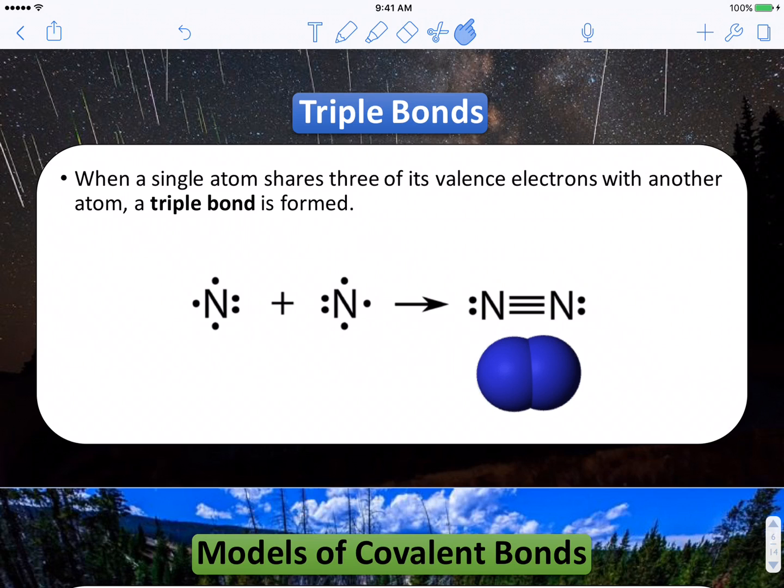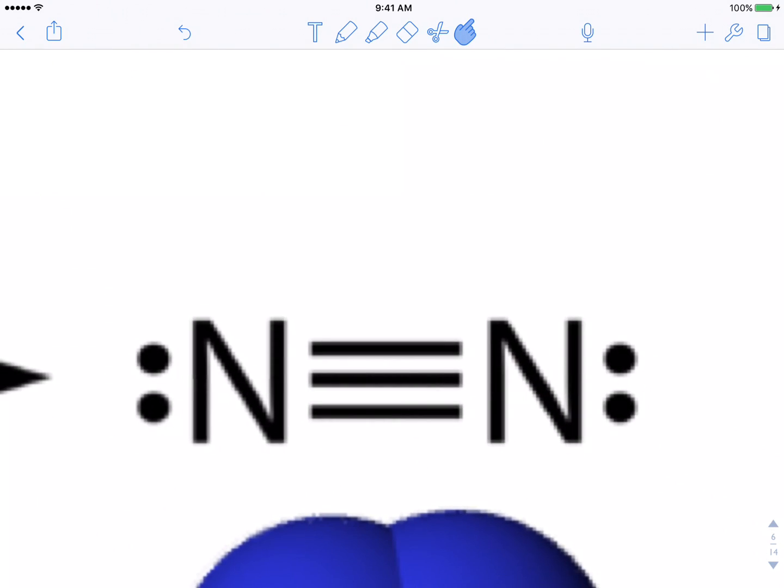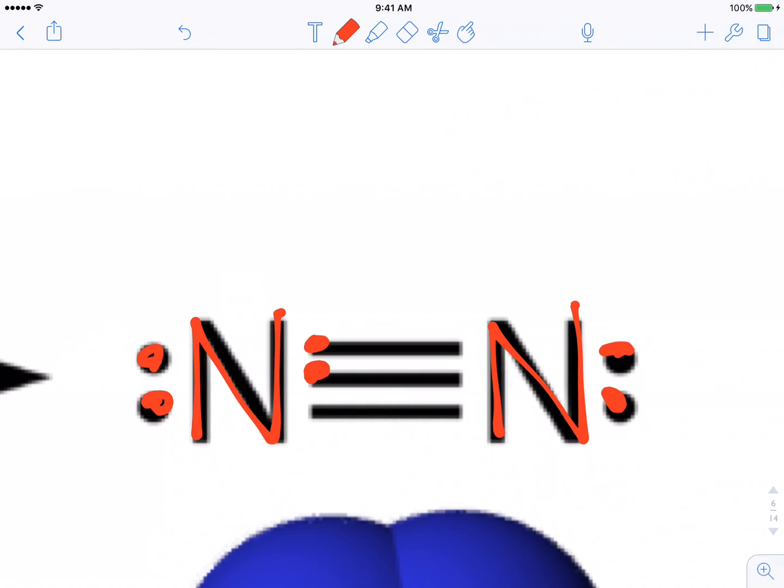Triple bonds are where we share 3 pairs of electrons. A prime example is if we take 2 nitrogen atoms. So let's highlight our Lewis structure. Again, these electrons are in slightly different configurations. That's okay for now. Let's figure out how we got here.